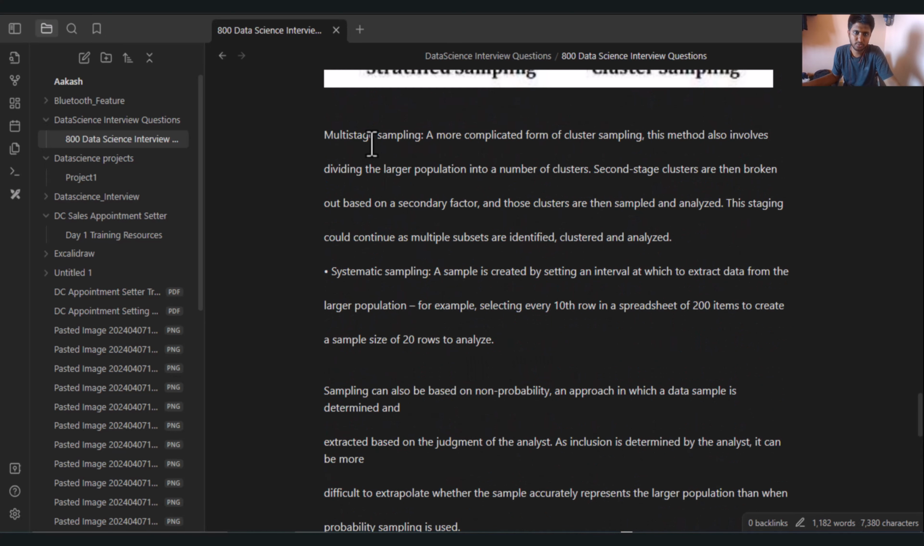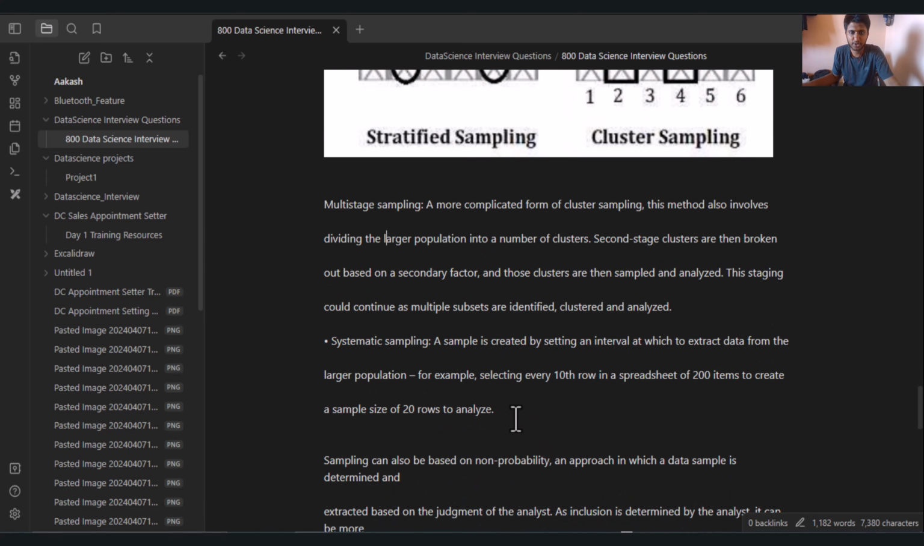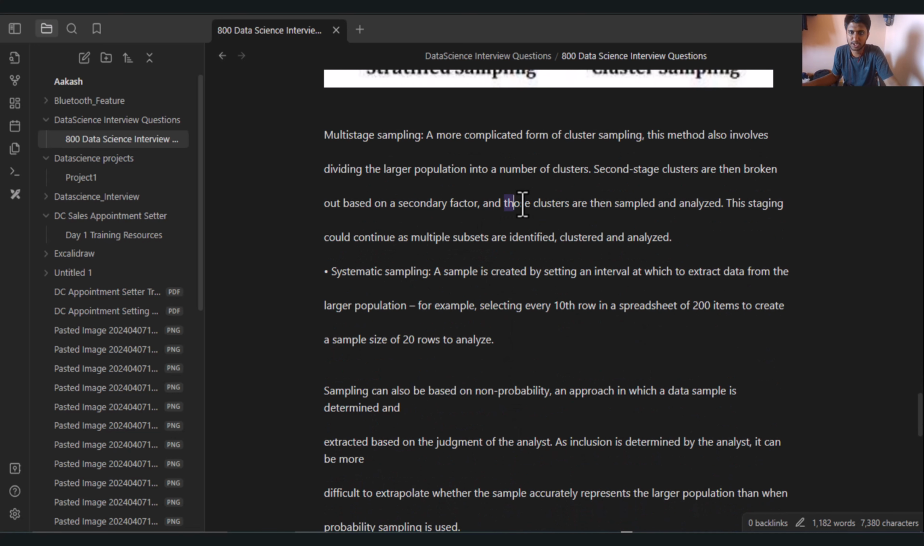Okay, so multi-stage sampling is more complicated than cluster sampling. This method involves dividing the larger population, and then these clusters are sampled and analyzed. The staging could contain multiple levels, where subsets are identified, clustered and analyzed basically.